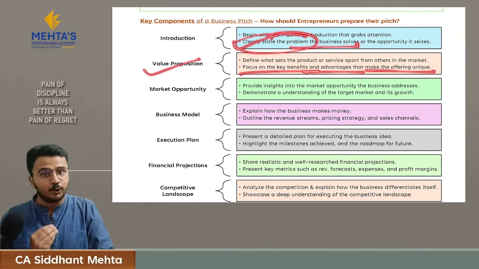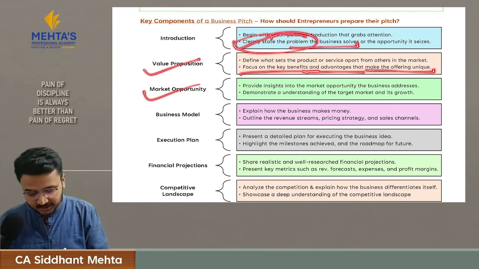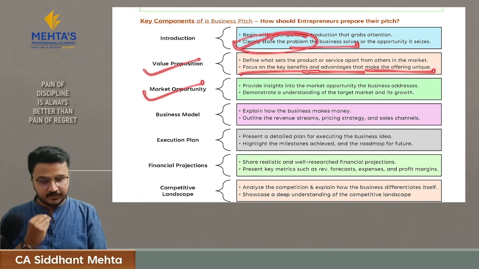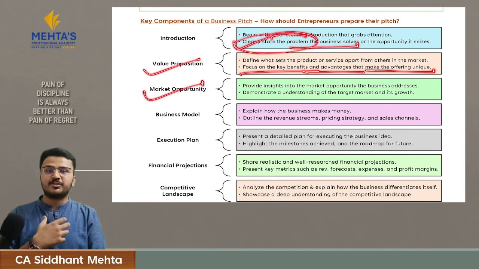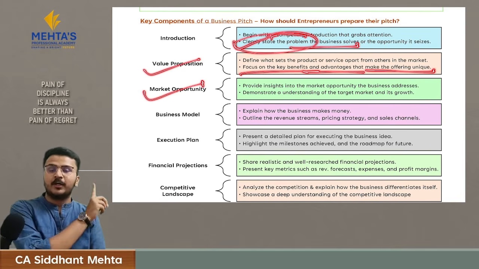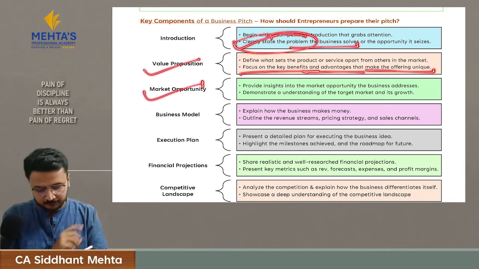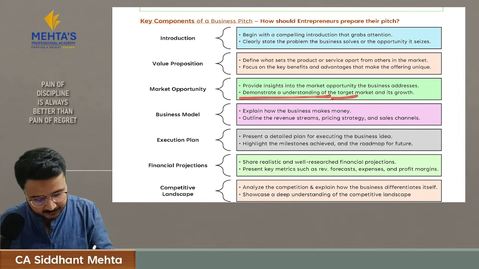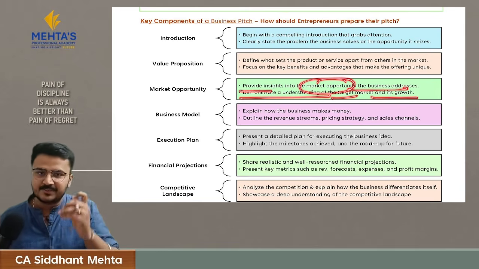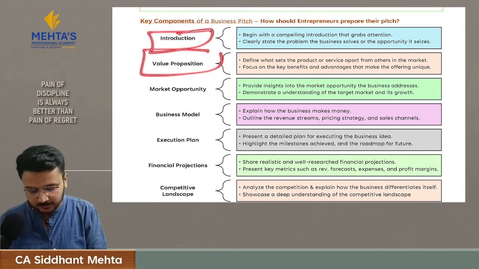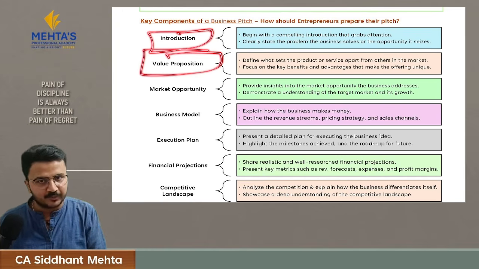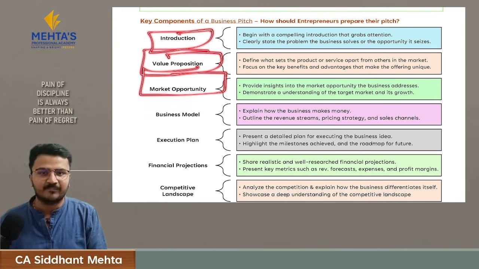make your offering unique. Mention the market opportunity. This is my product, this is the uniqueness in my product, and the market which my product is targeting is going to grow by this percentage in future. Demonstrate an understanding of the target market and its growth, and provide them insights regarding the market opportunity the business addresses. आपने प्रॉब्लम बताया, उसका सॉल्यूशन बताया, किस यूनिक वे में आप वो सॉल्व करने वाले हो, वो मार्केट कैसे ग्रो होने वाला है आपने ये बताया.